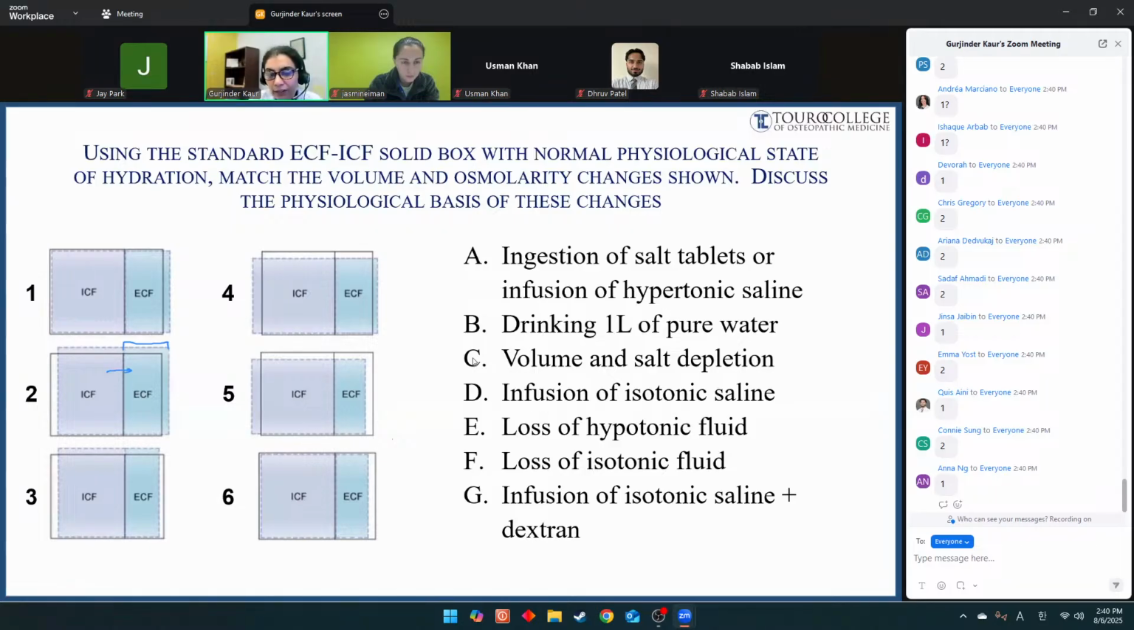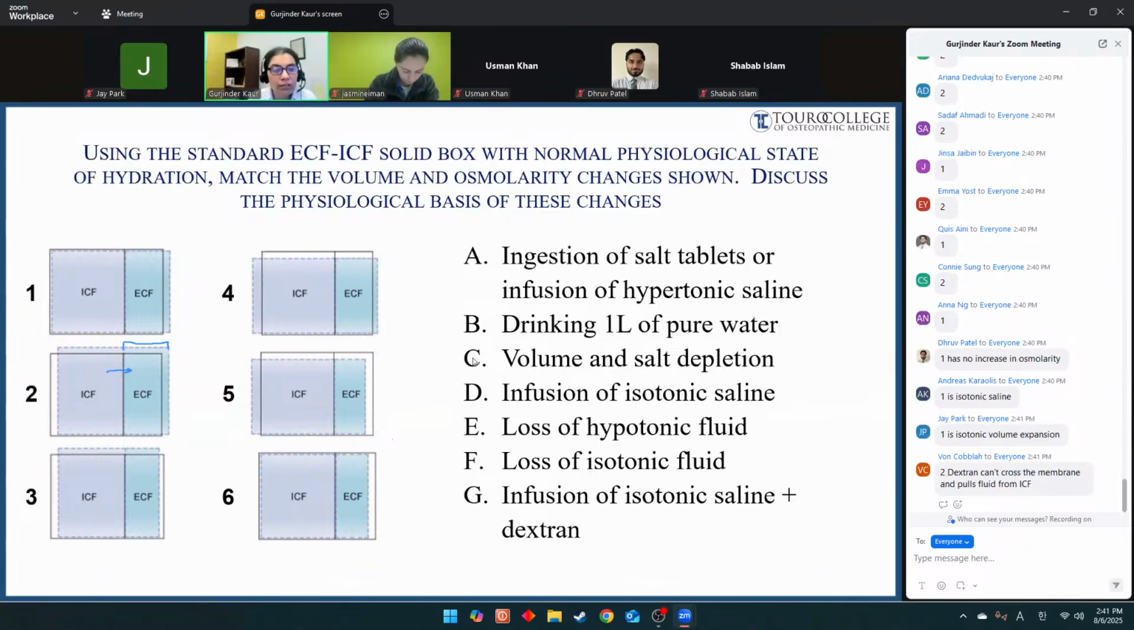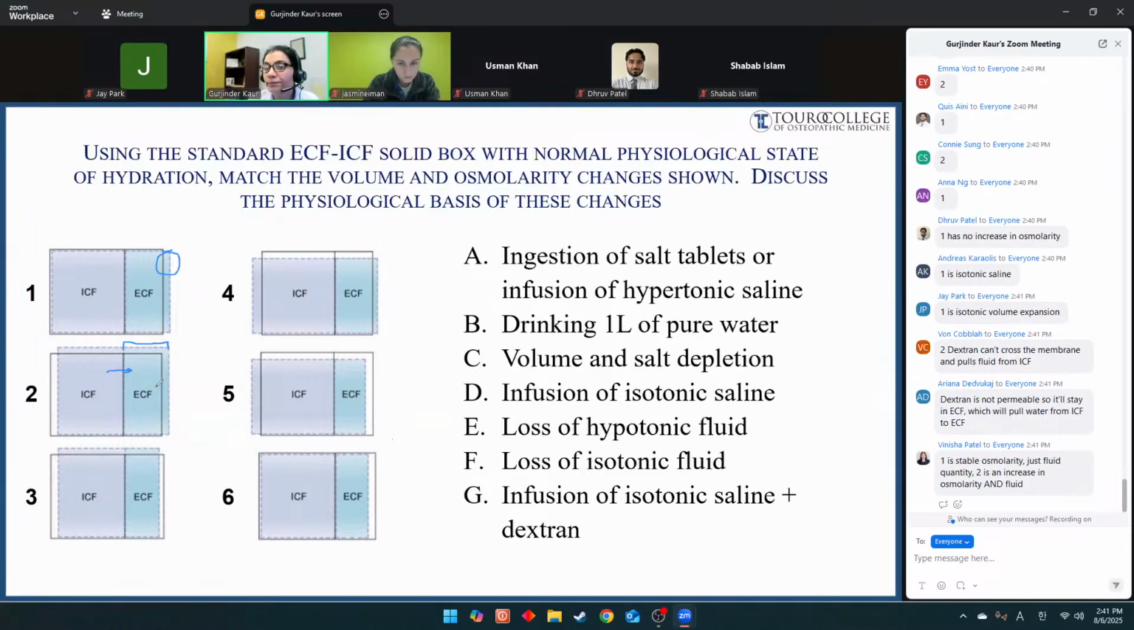You guys are divided. So first of all, we need to resolve 1. Very nice, Dhruv. 1 doesn't have any increase in the osmolarity. It's just increasing the isotonic fluid, right? So that can't be a situation here. We are also adding dextran to the isotonic saline. So what is happening here? What's going on?